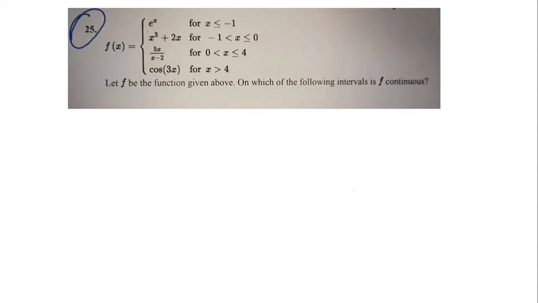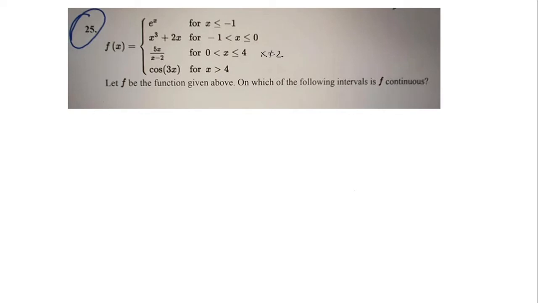So e to the x, we know that's continuous. x cubed plus 2x is a polynomial, which is continuous. 5x over x minus 2 is not continuous. So we know if we plug in x equals 2, there's a vertical asymptote. So here, x cannot be 2. And cosine of 3x is continuous.